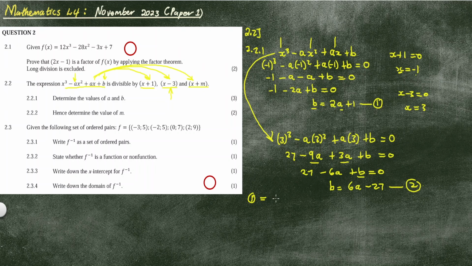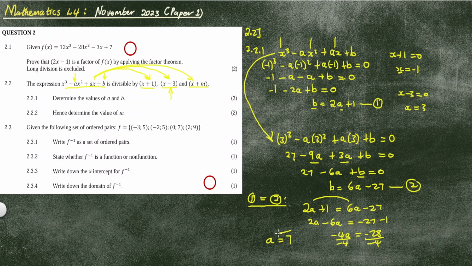Then we take the first equation and equate it to the second equation. We now have 2a plus 1 equal to 6a minus 27. Bring the 6a over to the side. We have 2a minus 6a equal to minus 27 minus 1, so minus 4a equals minus 28. Dividing by minus 4 on both sides, we find that a is equal to 28 over 4, which is 7. We find that a is 7, and then let's also get the value for b.